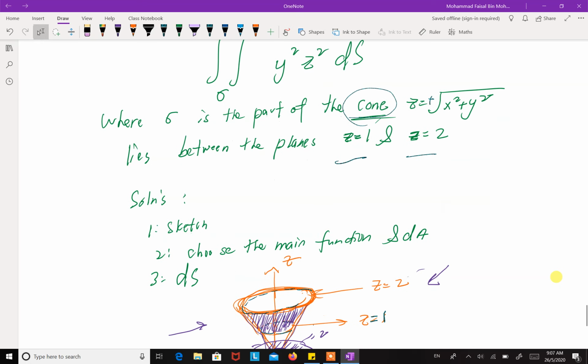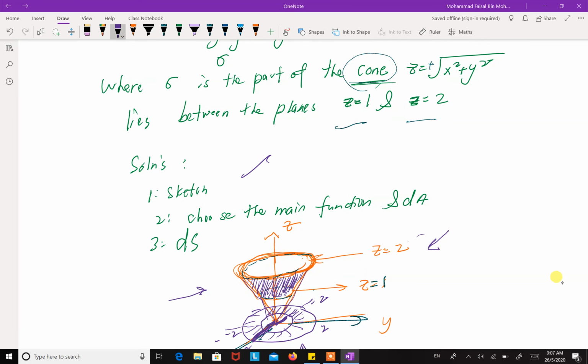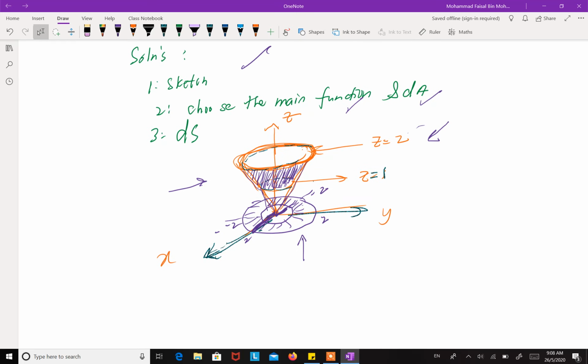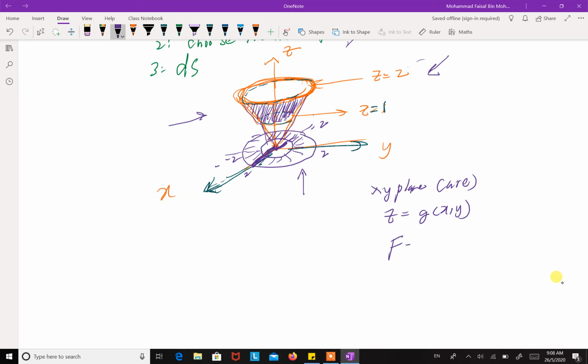Okay, next you already sketch, you already choose the main function, and the dA will be dx dy or dy dx. It's okay. So f is depending on the question, so we choose the xy plane is the area where z is a function of g, let's say xy is a function of xy, and then your f should be z minus g(x,y). So always represent in the implicit form. Okay.